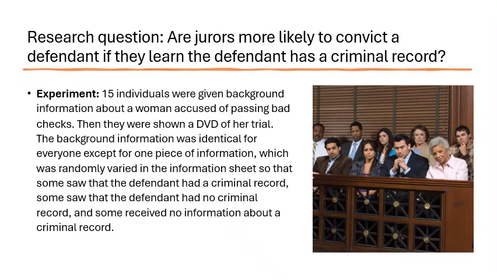So here is the research question. Are jurors more likely to convict a defendant if they learn the defendant has a criminal record? The experiment goes like this. 15 individuals were given background information about a woman accused of passing bad checks. Then they were shown a DVD of her trial. The background information was identical for everyone except for one piece of information which was randomly varied in the information sheets. So some saw the defendant had a criminal record, some saw the defendant had no criminal record, and some received no information about a criminal record. So you can see we have three conditions, and this is the same example we went through in the first lecture.